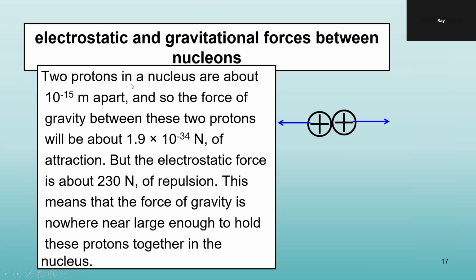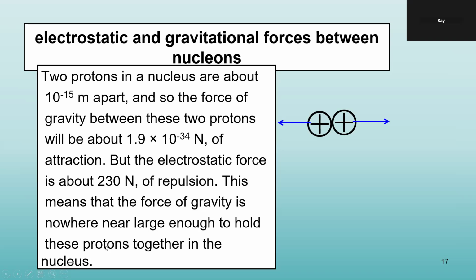Two protons in the nucleus are about 10 to the power minus 15 meters apart, so the force of gravity between the two protons you can calculate using F equals G m1 m2 over r squared. You can calculate this value of the gravitational attraction, but the electrostatic force is 230. You can use Coulomb's law to calculate it, and this is a repulsive force, 230.